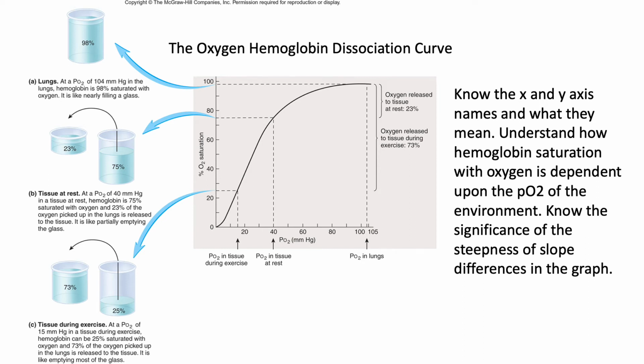Remember, each hemoglobin has 4 heme molecules, each heme molecule combined to 1 oxygen. So an individual hemoglobin molecule can be either 0% saturated with no oxygen bound, 25% saturated with one of the 4 hemes bound to oxygen, 50% saturated with 2 of the 4 hemes bound to oxygen, 75% saturated with 3 of the 4 hemes bound to oxygen, and 100% saturated with all 4 heme molecules bound to oxygen.